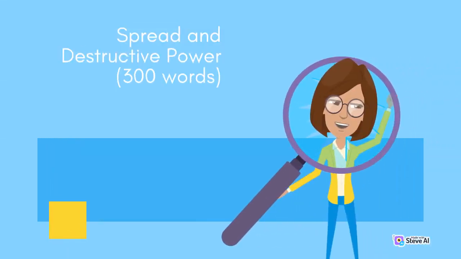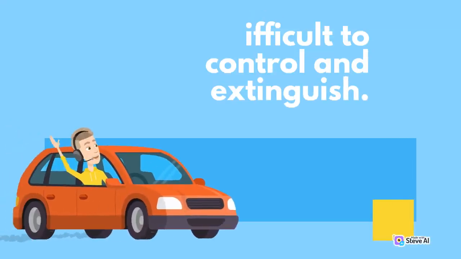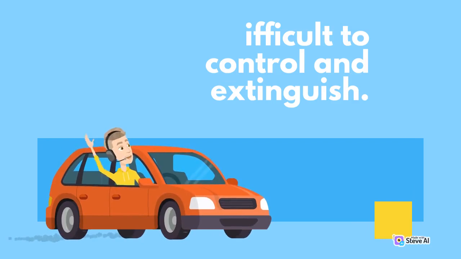Spread and destructive power, 300 words. Once ignited, wildfires can spread rapidly, fueled by dry vegetation, strong winds, and the availability of continuous sources of flammable materials. The speed and intensity of wildfires make them difficult to control and extinguish.